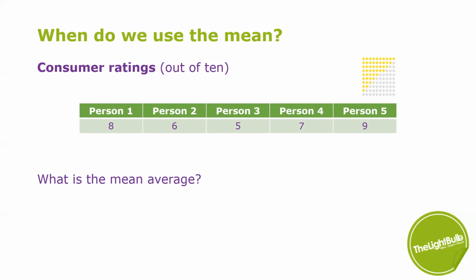Okay, so how did you do? Did you get this answer? 7? So when you added them all together, it was 35. And of course, 5 people there, so 35 divided by 5 gives us a mean average of 7. And so on Trustpilot or on Amazon, wherever, we might see that the product has an overall rating of 7 out of 10. And this would be an example of how that can be calculated.